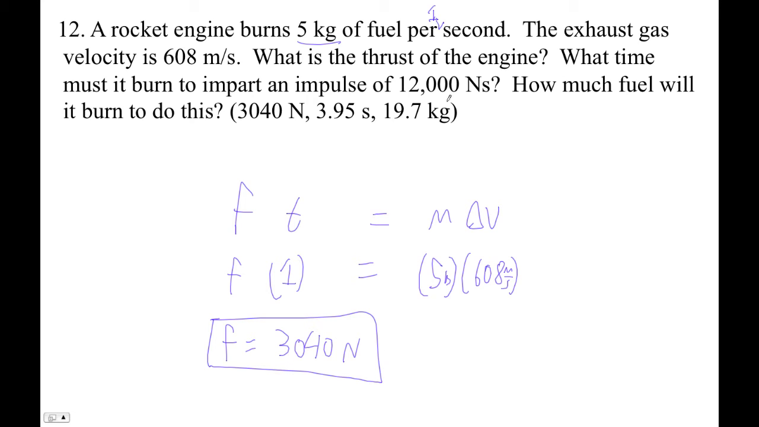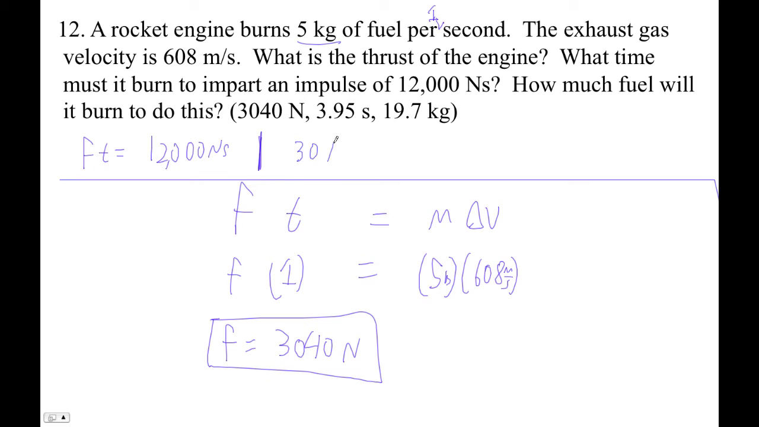Then it says, what time must it burn to impart an impulse of 1200 newton seconds? Well, we can do that. Let's carve out some space here, right? So force times time is going to be 12,000 newton seconds, right? So 3040 is our thrust, times time, we don't know the time, is going to be 12,000 newton seconds. Okay. So I think it's 12,000 divided by that answer that we just got. And I'm getting 3.947.